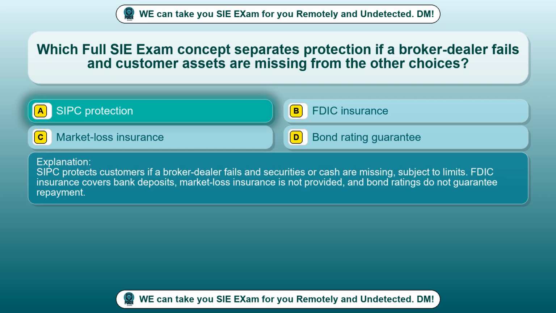SIPC protects customers if a broker-dealer fails and securities or cash are missing, subject to limits. FDIC insurance covers bank deposits, market loss insurance is not provided, and bond ratings do not guarantee repayment.